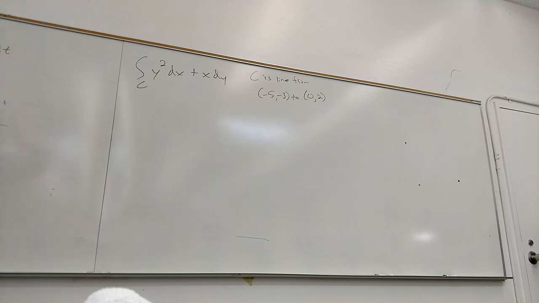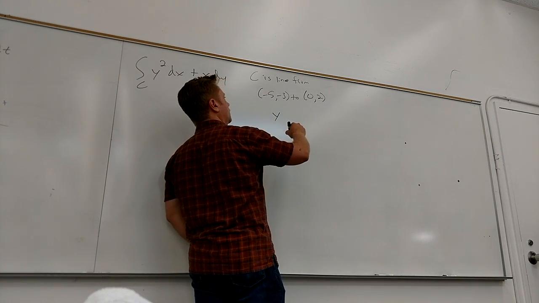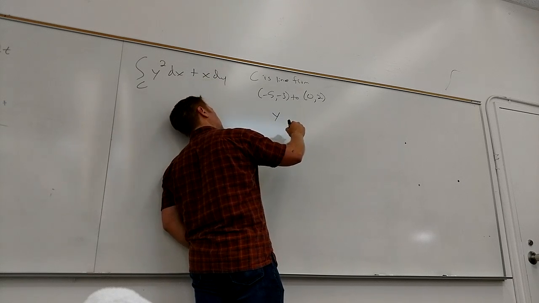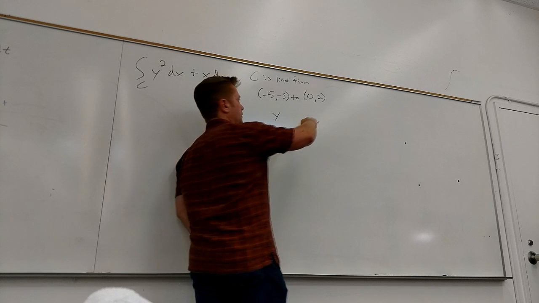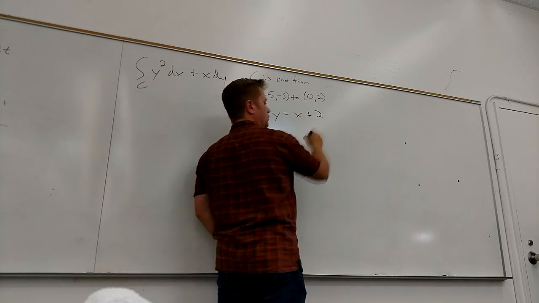You could do the official r of t and so on. But what's the line that goes between those two points? What's the equation of the line? What's nice about 0, 2? It's the y-intercept. So what's the slope? Change in y's over change in x's is 1. The slope is 1 and the y-intercept is 2.